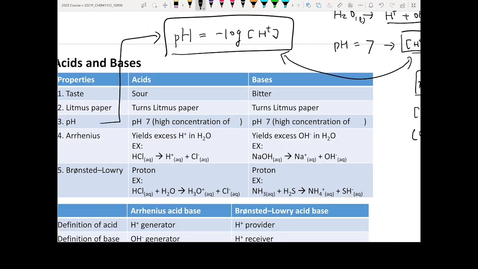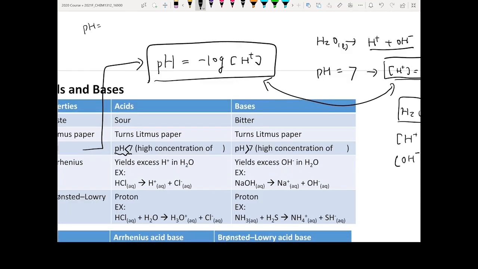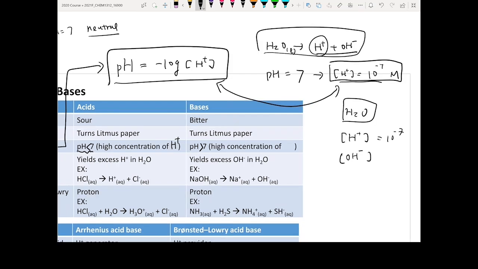If you have an acid, that means the pH is smaller than 7. If it's larger than 7, it is basic. If pH equals 7, we call it a neutral solution. If you have an acidic solution, that means you have more protons than hydroxide anions. If you have a base, that means you have a higher concentration of OH-.